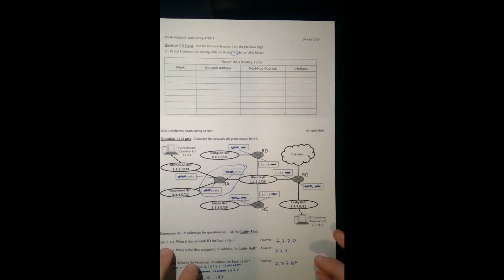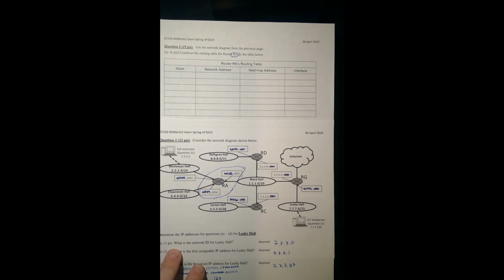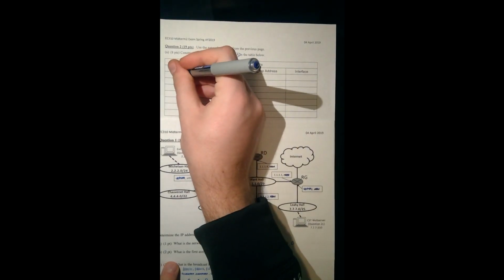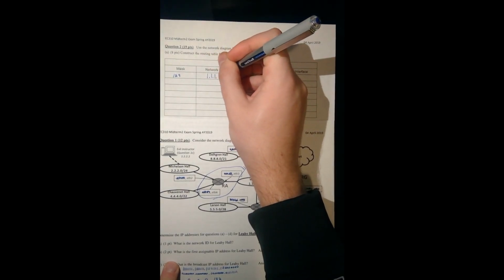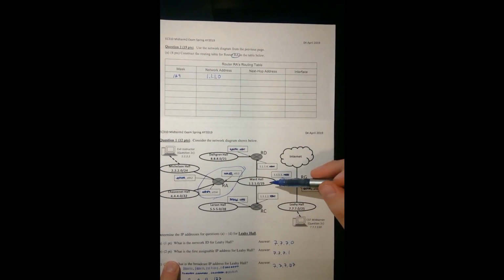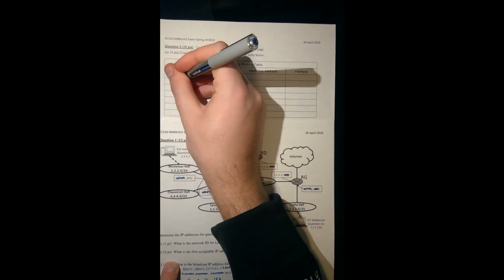So let's go ahead and do this routing table. The way that I do these is I write down the masks and the associated network ID going from highest mask to lowest mask. The first one's going to be /29 and 1.1.1.0 for Ward Hall. So that's good. Next one is /28 and 5.5.5.0.